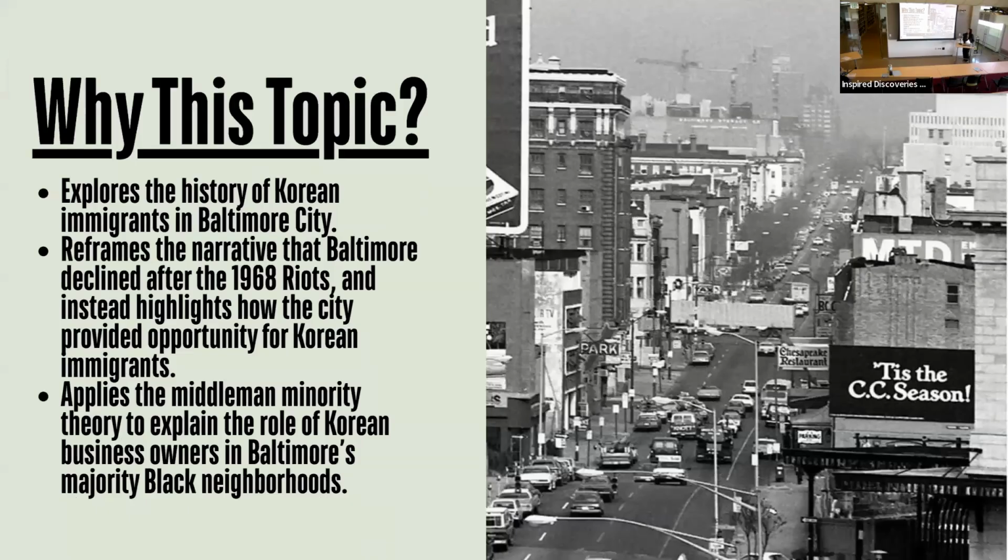So why is this topic important? First, it explores the history of Korean immigrants in Baltimore City, and there's almost no scholarly research on this topic. It also reframes the narrative that Baltimore declined after the 1968 riots, and instead highlights how the city was a place for growth and opportunity for Korean immigrants. And it also applies the middleman minority theory to explain the role of Korean immigrants and business owners specifically in Baltimore's different neighborhoods.